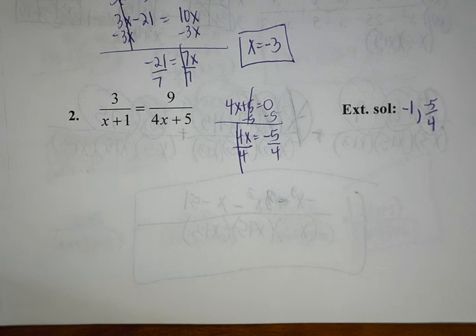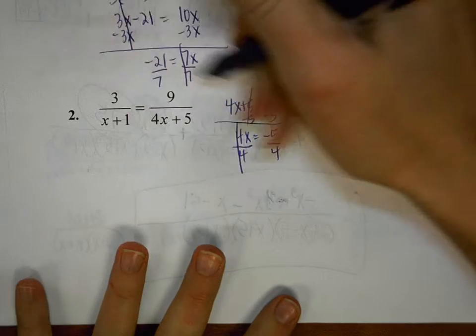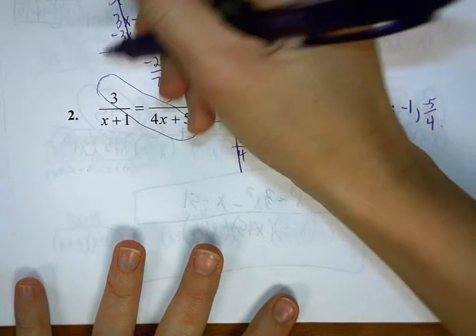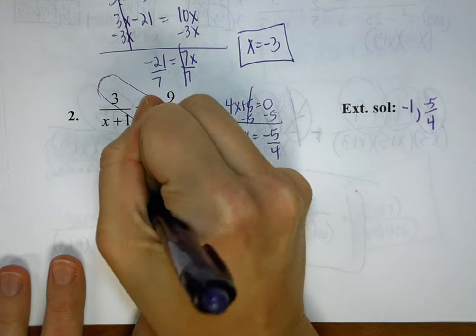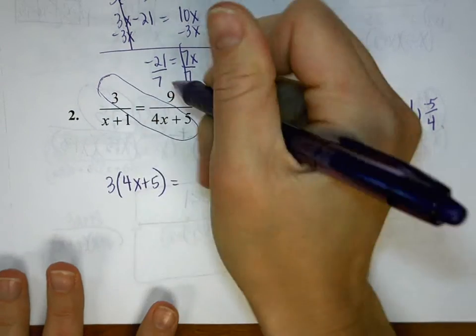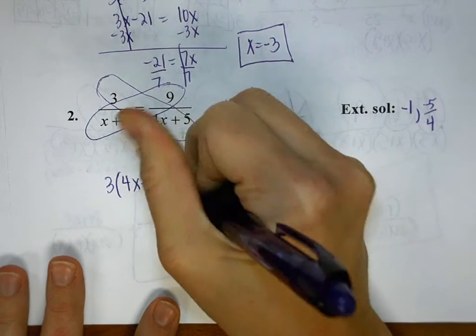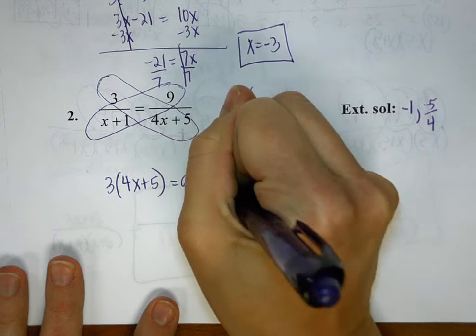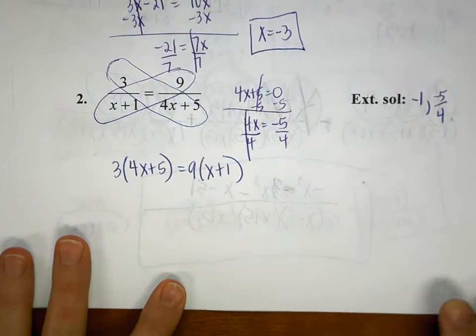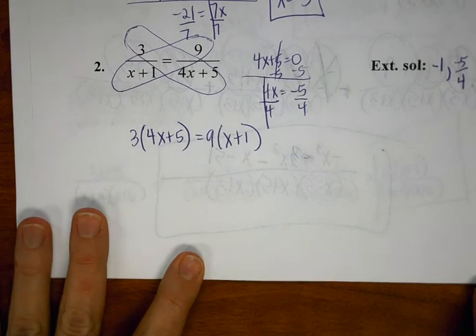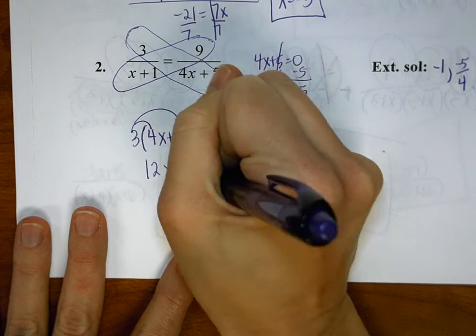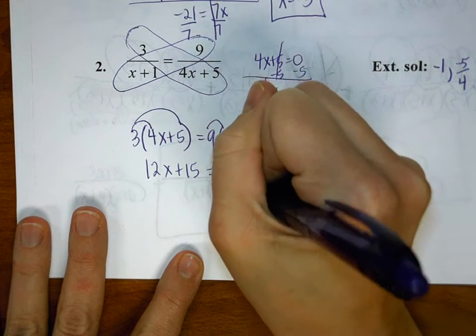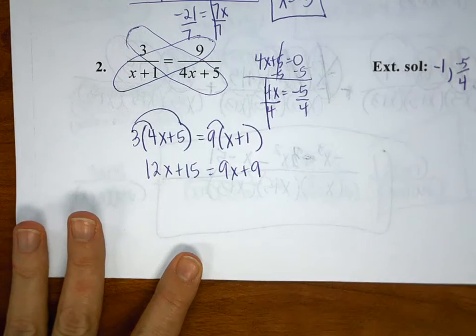So now we need to check to find the actual answer for x. So we are cross multiplying. So we have 3 times 4x plus 5 equals, and we have 9 times x plus 1. So now if we go through and distribute, we have 12x plus 15 equals 9x plus 9.